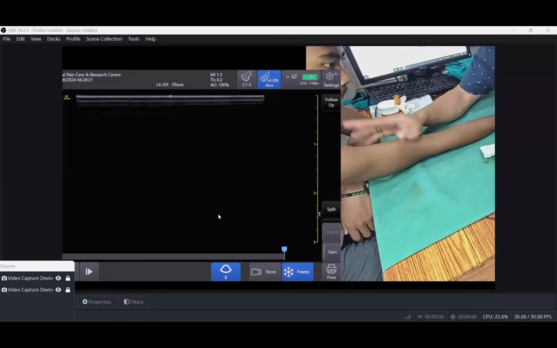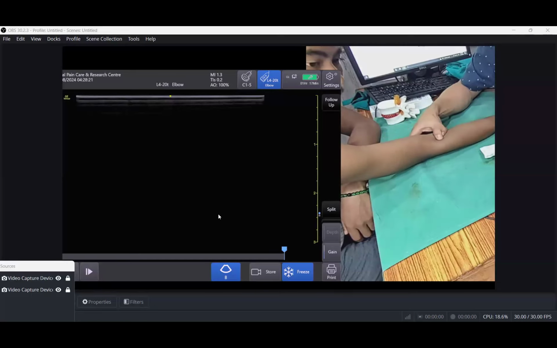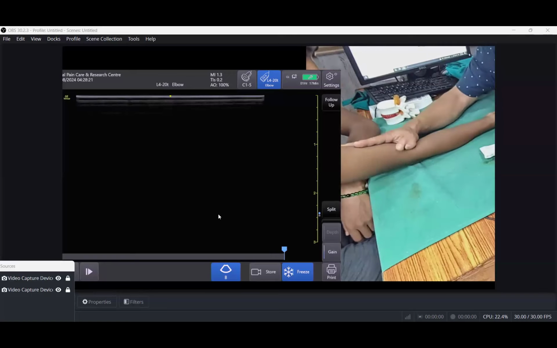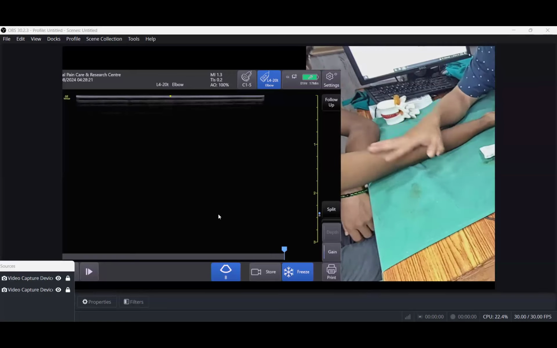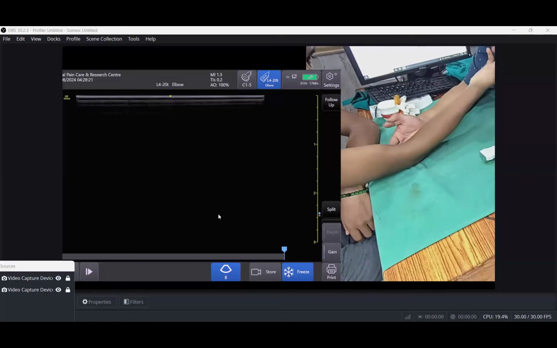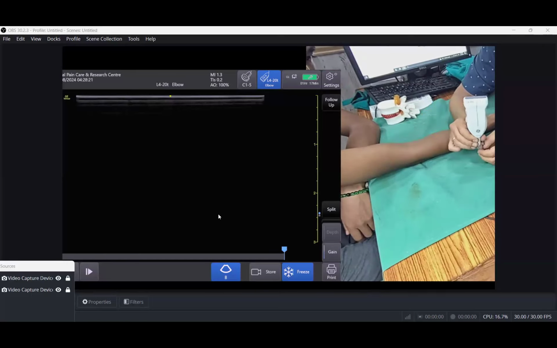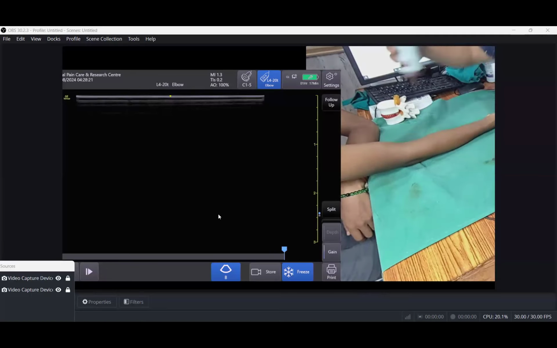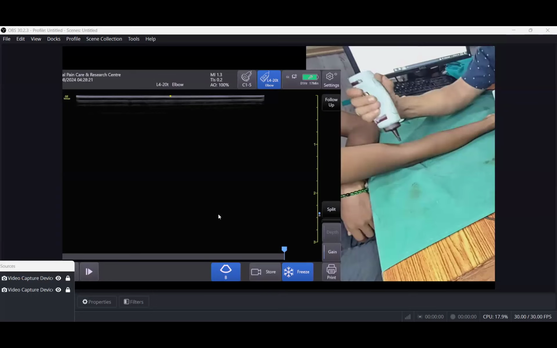So this is my patient, and I'm trying to examine the elbow joint. Normally the patient can be sitting for examination of the elbow joint, and we'll be scanning the elbow joint from the front, medial side, lateral side, and from the posterior side. To scan the elbow, we are using the linear probe. First, let's see the structures in the anterior aspect of the elbow joint.